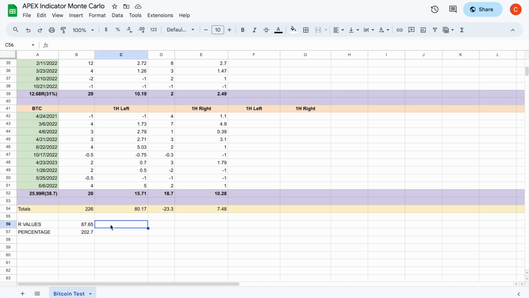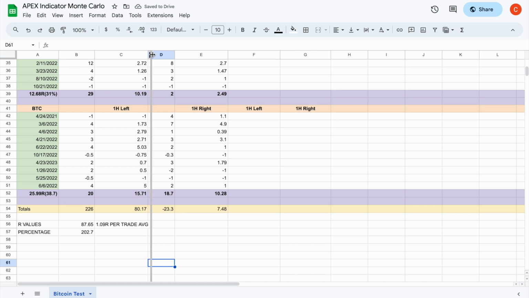Now, what I'm going to do is also take the average. And so the first video, the average was 1.22R per trade. So I'm going to do the 87.65 and divide it by the 80 number of trades. And you're going to get 1.09. And so that's going to be 1.09R per trade average.